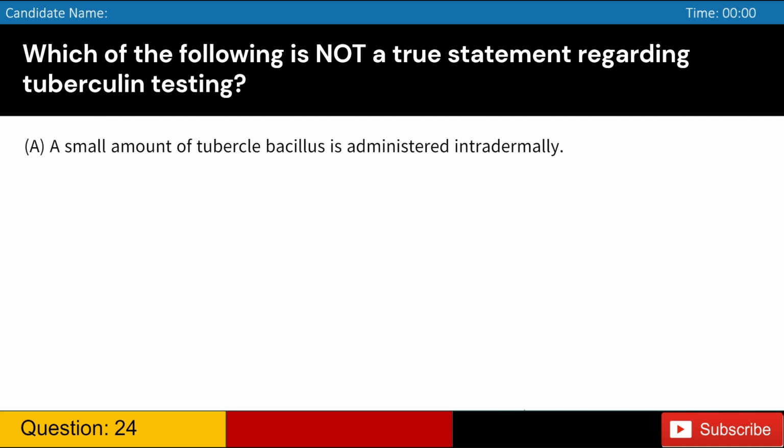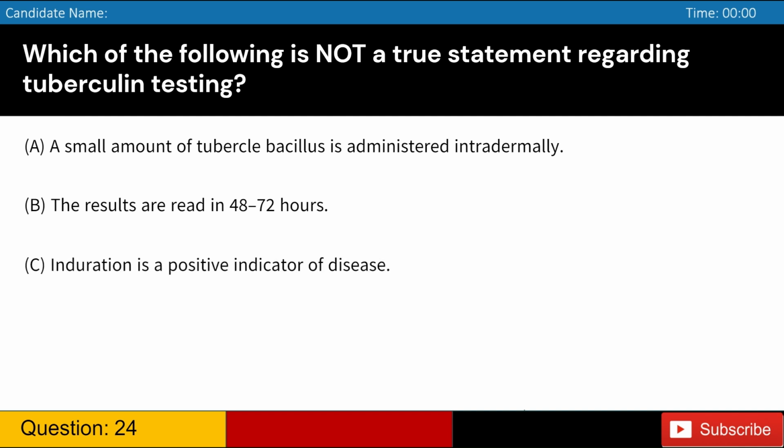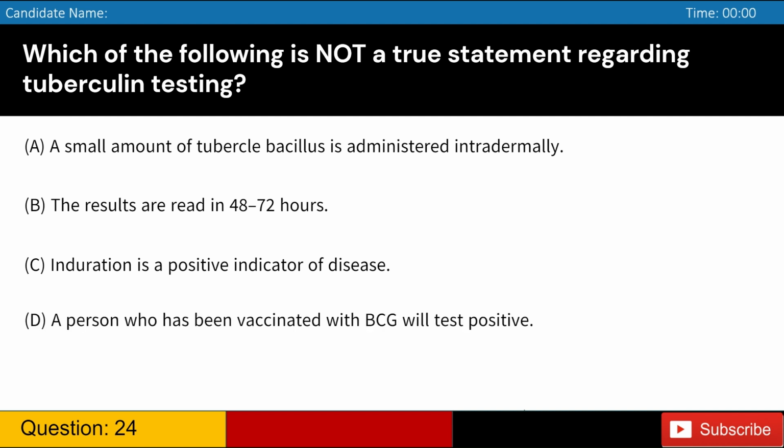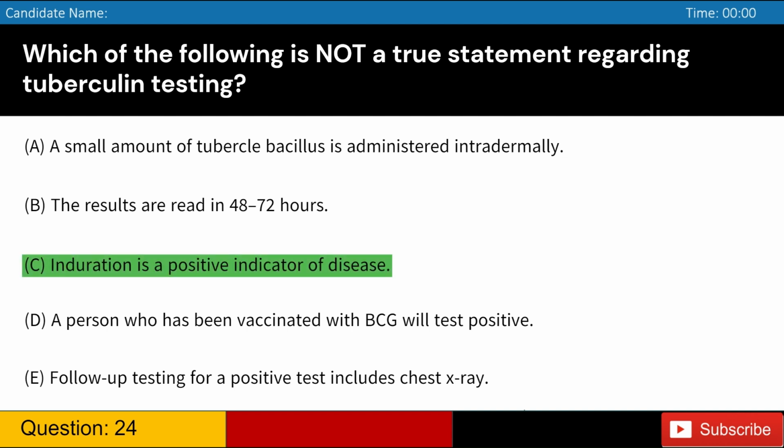Which of the following is not a true statement regarding tuberculin testing? A. A small amount of tubercle bacillus is administered intradermally. B. The results are read in 48 to 72 hours. C. Induration is a positive indicator of disease. D. A person who has been vaccinated with BCG will test positive. E. Follow-up testing for a positive test includes chest X-ray. Answer: C. Induration is a positive indicator of disease.